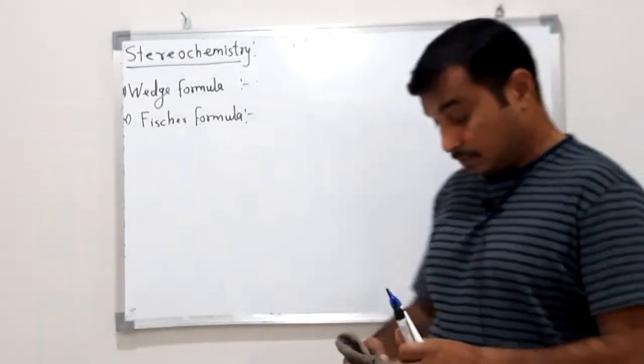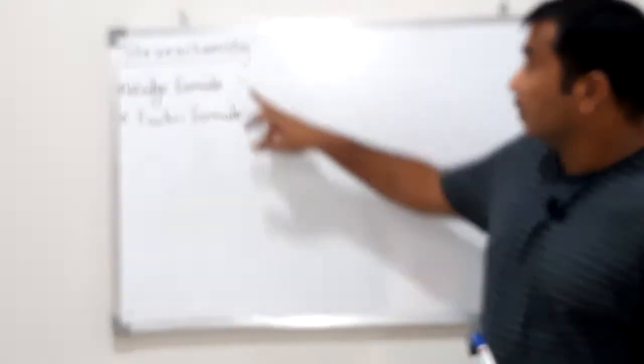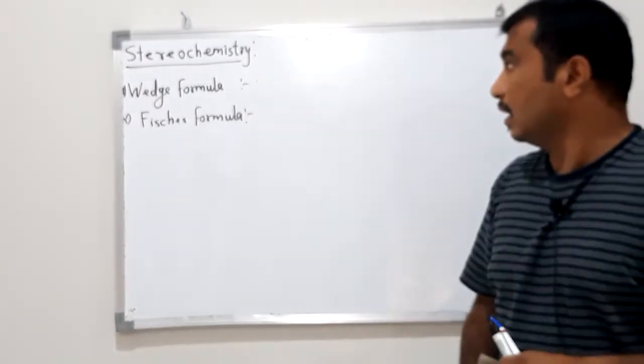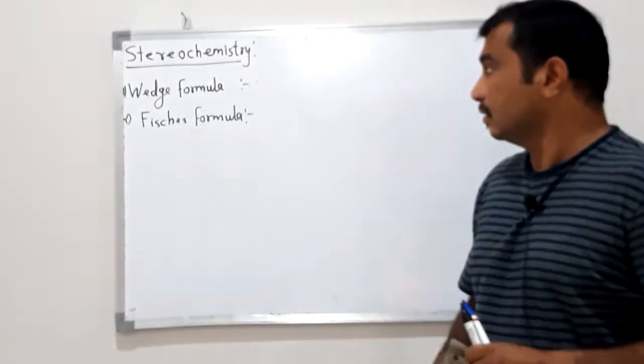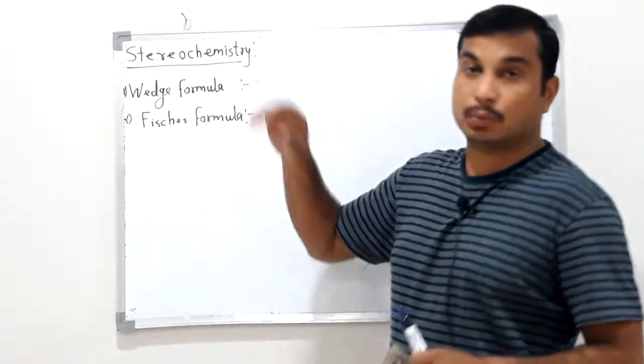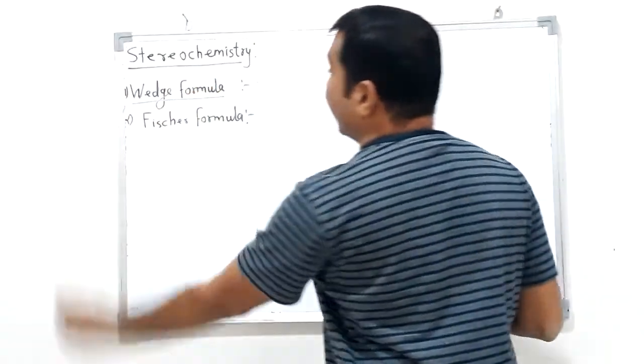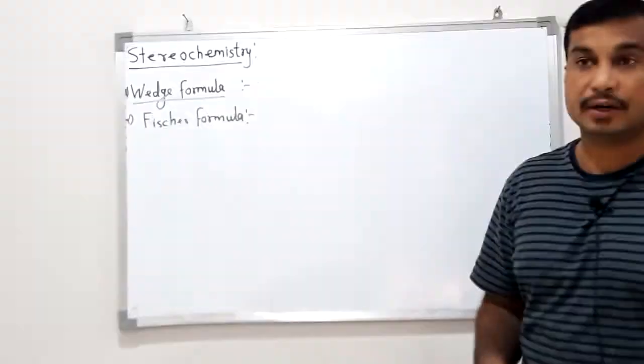Welcome student. Again our topic of discussion is stereochemistry, and in this part we already discussed the wedge formula. Okay, the wedge formula, we know what this is. This is the three-dimensional representation of an organic compound.